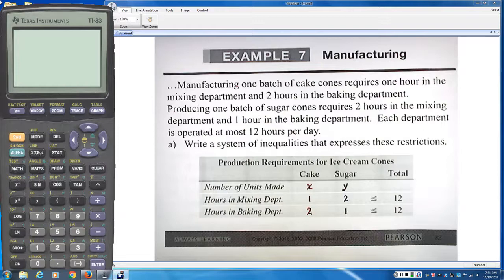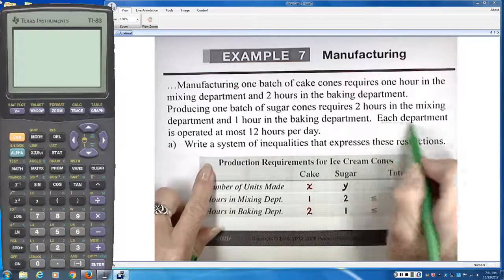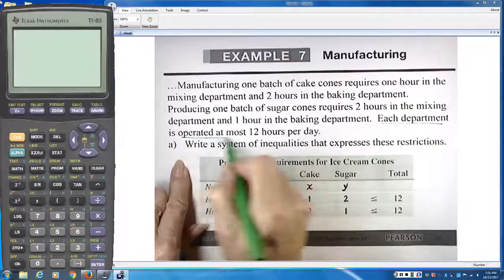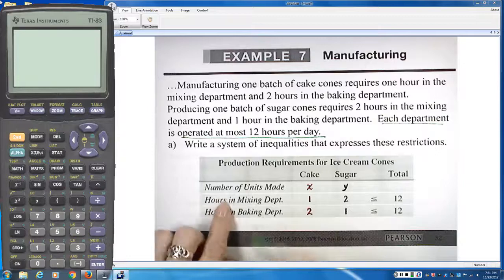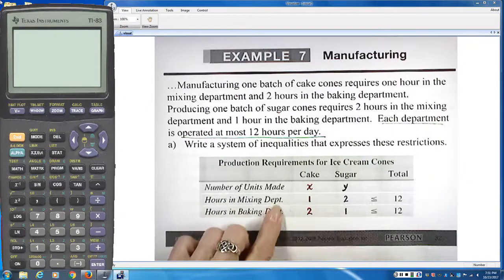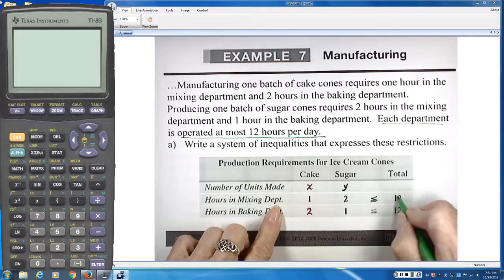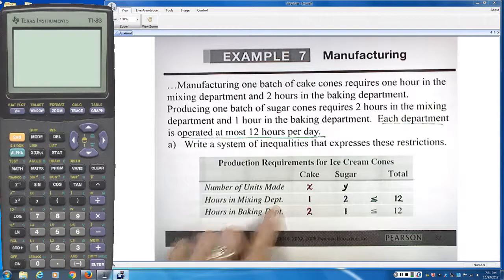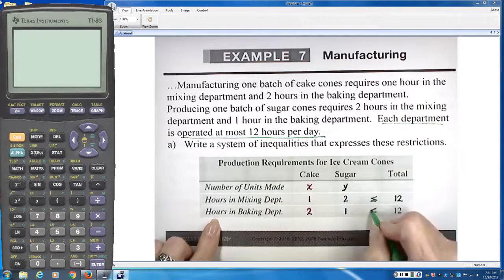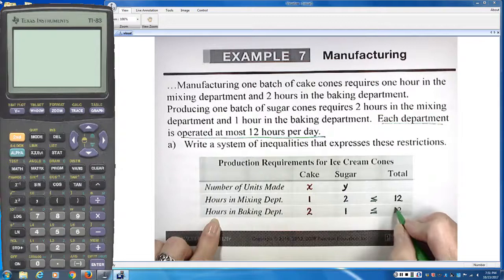And then following through with that, this is where our constraints come in. It says each department is operated at most 12 hours a day. So the number of hours in the mixing department has to be equal to or less than 12. And the number of hours in the baking department has to be equal to or less than 12.